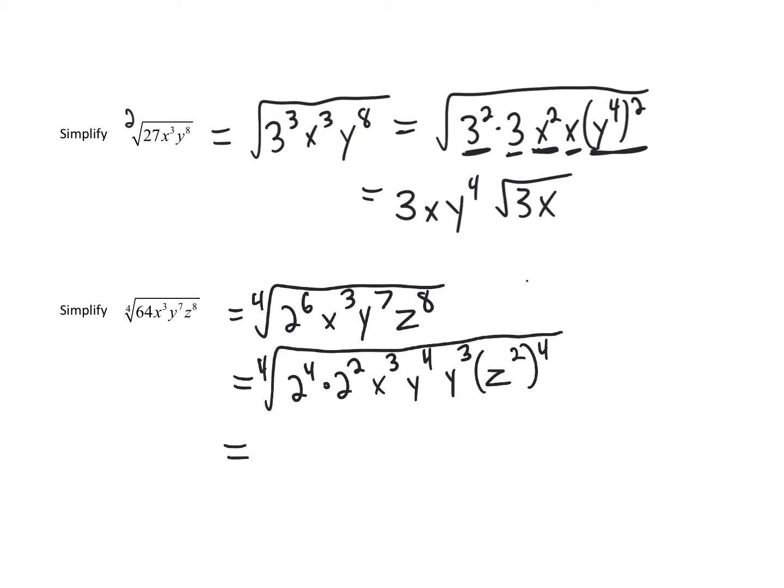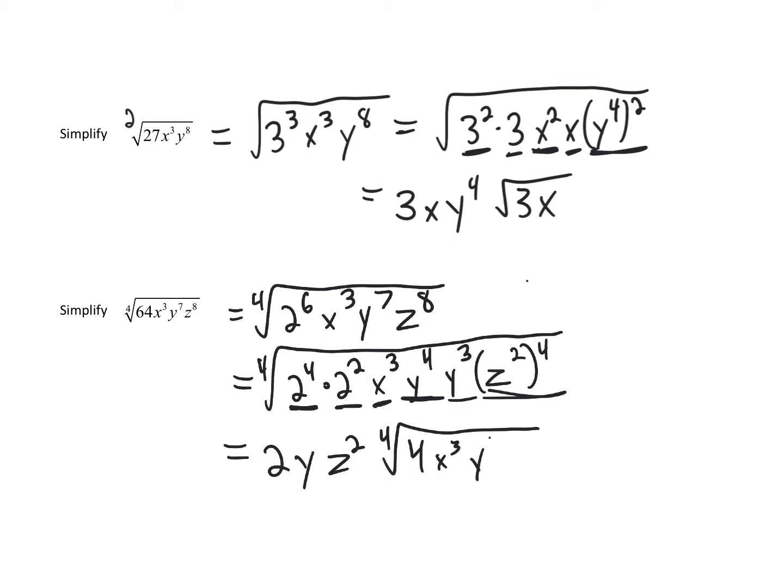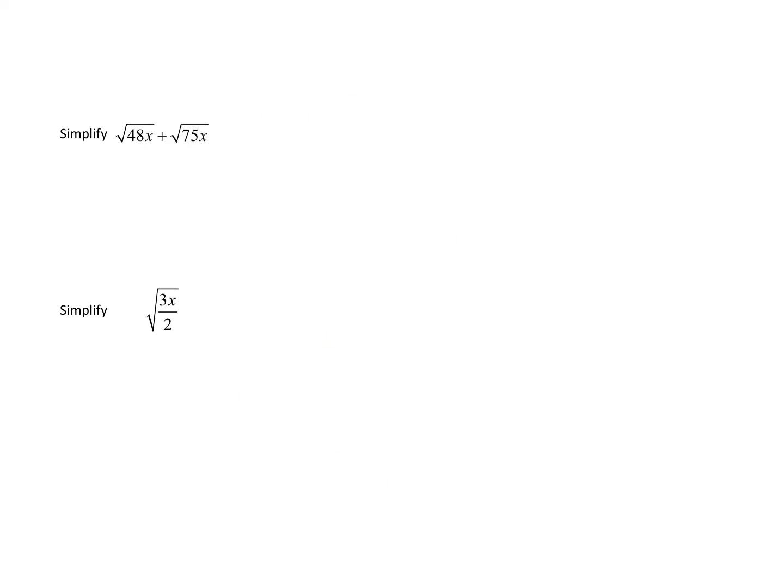So now we can take out this 2 to the 4th, giving us a 2. We can take out this y to the 4th, giving us a y. And we take out this z squared. And then underneath the root, we still have a 2 squared, which is 4, an x cubed, and a y cubed. When adding and subtracting roots, we try and reduce what's underneath the root.